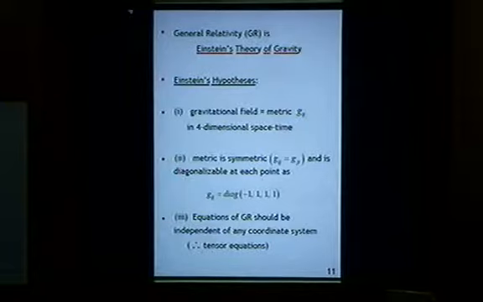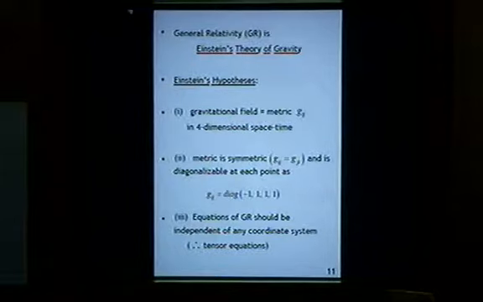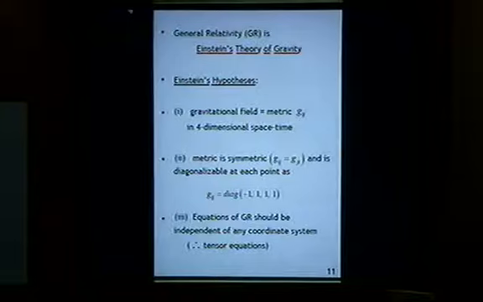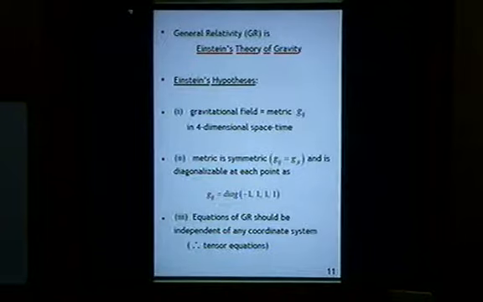And at each point, you could diagonalize it in the canonical form -1, 1, 1, 1, and zeros off the diagonal. And finally, the equations of general relativity should be independent of any coordinate system. Coordinates are just an artifact, and physics shouldn't depend on what coordinates you take. And so that means the structures that are independent of coordinate systems are called tensors. So the equations have to be tensor equations. And then you're guaranteed to have that independent of coordinates. So these are the three hypotheses.